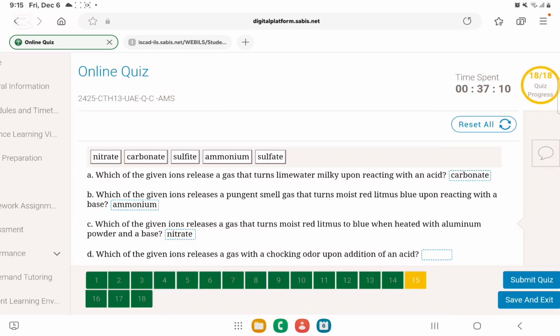Oh guys, I forgot to solve this question, the last part. Which of the given ions release a gas with a choking odor upon addition of an acid? The only choking gas is SO2, which is released by SO3 2 minus and acid. So the answer is SO3 2 minus, which is sulfite. Okay?